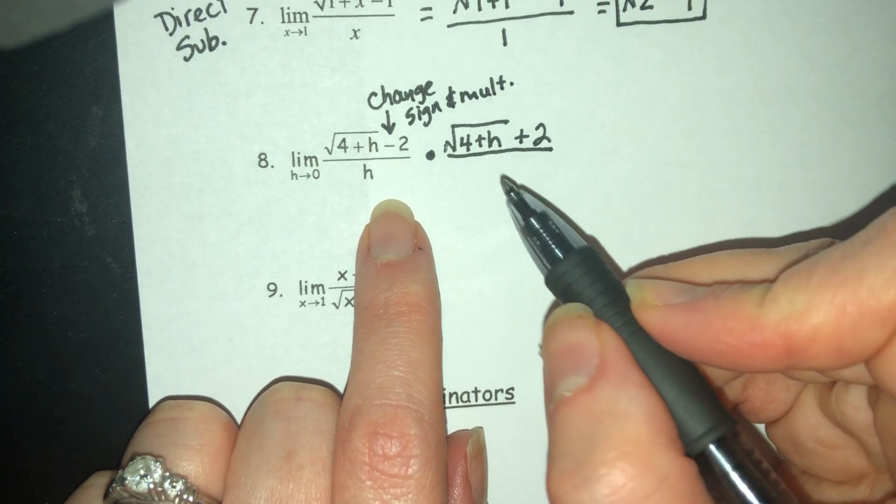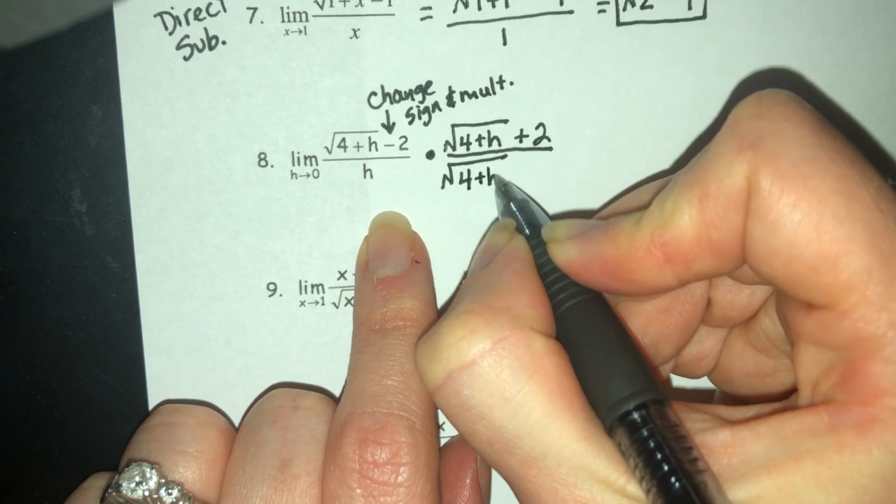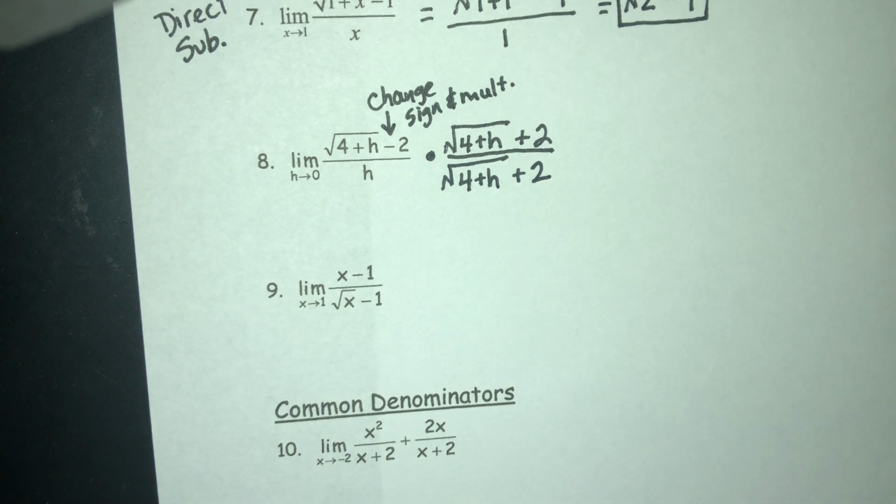So we multiply by that over itself. The numerator and the denominator get multiplied by this so that you're multiplying by 1, because we don't change the value of the function. So why did we do this?